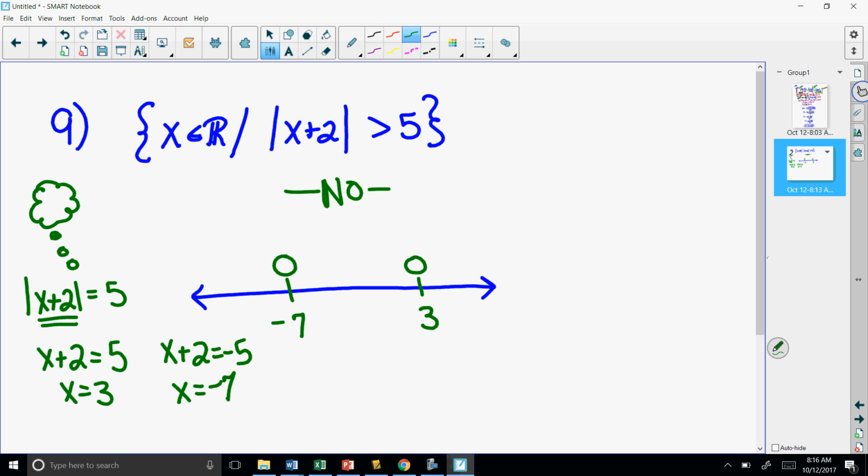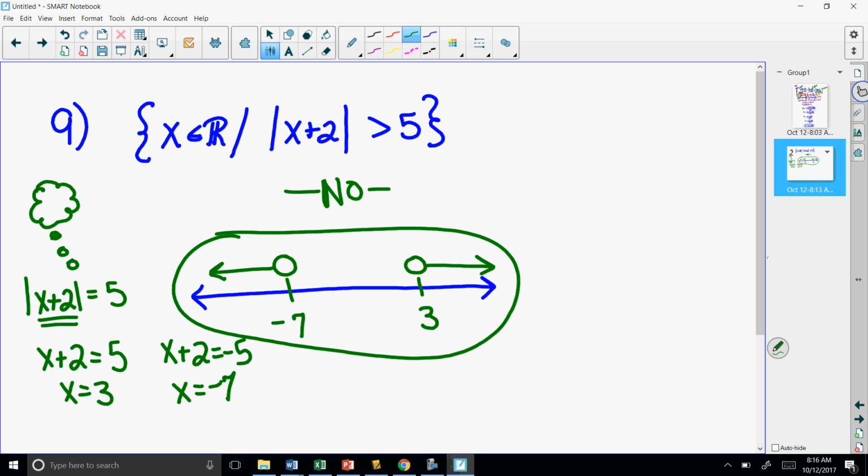Not going to happen. Pick a value greater than 3. Pick a value in this interval set. 5. 7. The absolute value of 7 is 7. Is that greater than 5? Yes. So that works. And if I come over here, negative 10. Negative 10 plus 2 is negative 8. The absolute value is 8. 8 is greater than 5. So that value also works. And there's your graph right there. That's A.